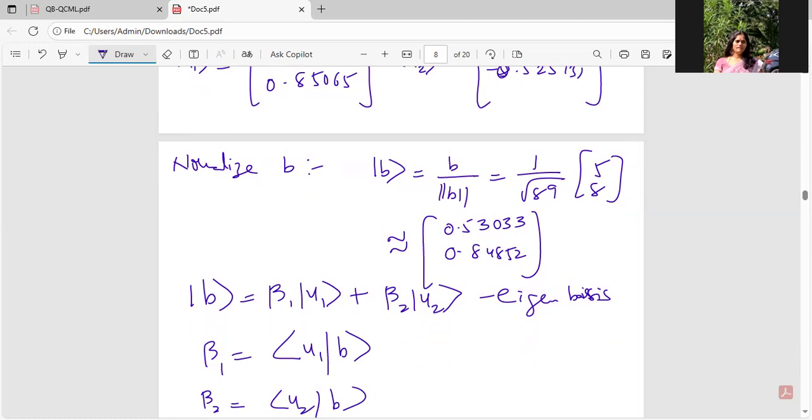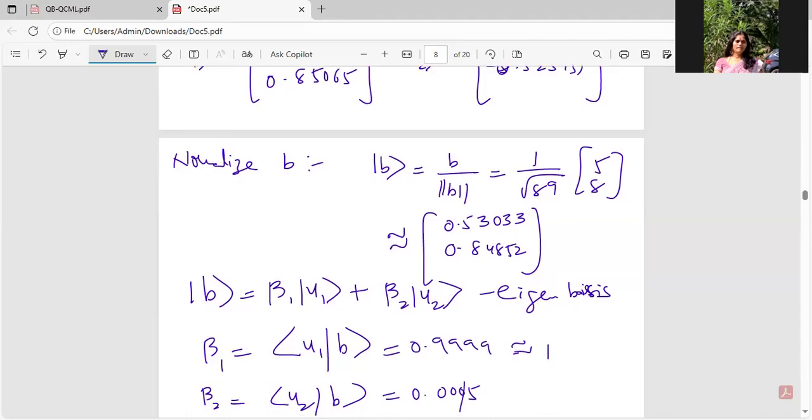So what happens once I find the inner product? This value turns out to be 0.99999 something, almost 1. This value turns out to be 0.005. I don't think it's 3 zeros, it is 2 zeros.